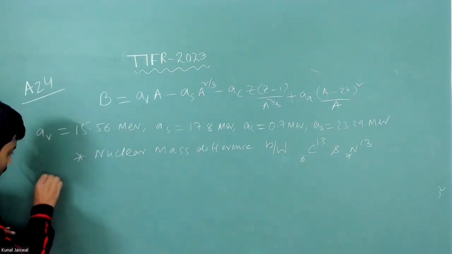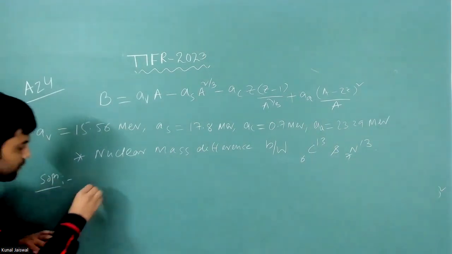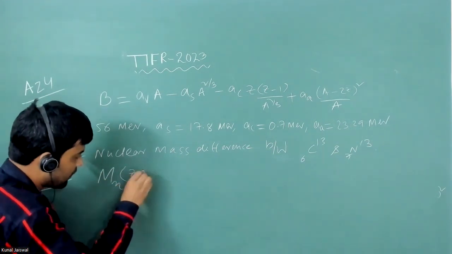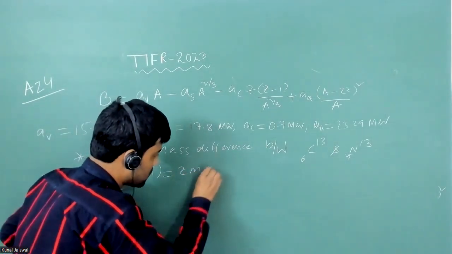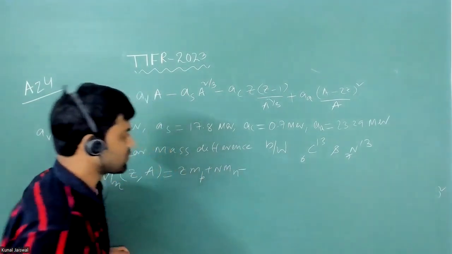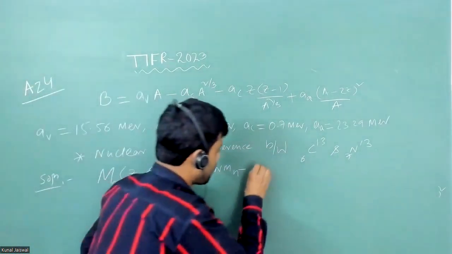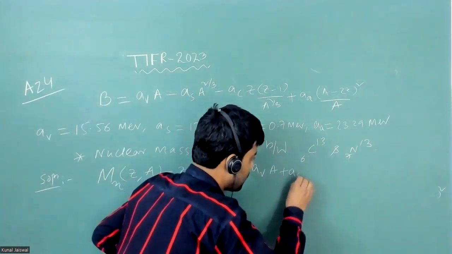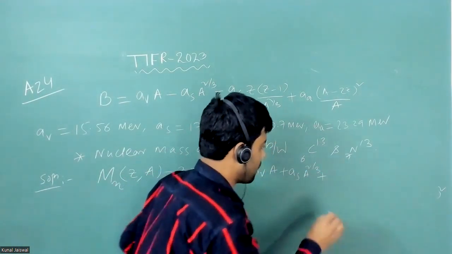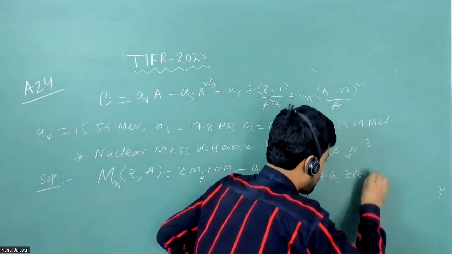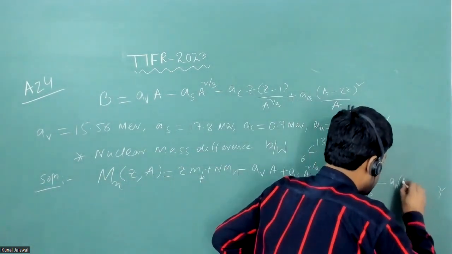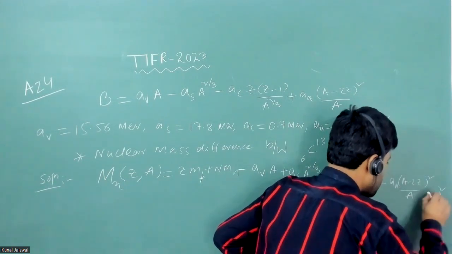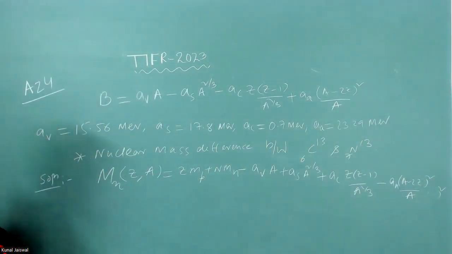According to the semi-empirical mass formula, I can write the nuclear mass of a nucleus with atomic number Z and mass number A as Z times the mass of a proton plus N times the mass of a neutron minus the binding energy. The binding energy is AV times A, minus AS times A to the power 2/3, minus the Coulomb energy AC Z(Z minus 1) divided by A to the power 1/3, minus AA times (A minus 2Z) squared divided by A. So this is the provided binding energy formula, and I will use it to calculate the mass difference.